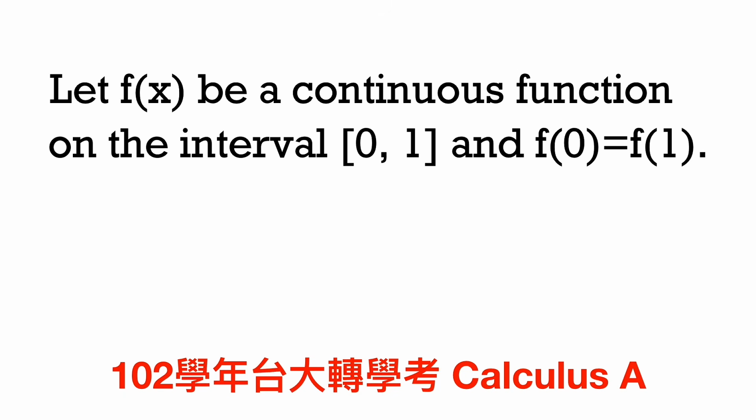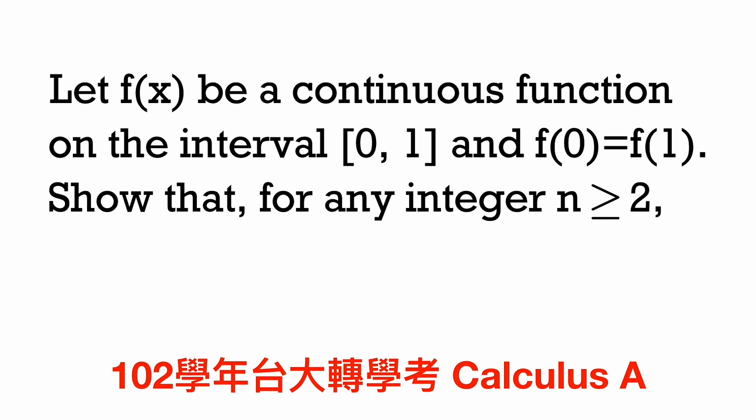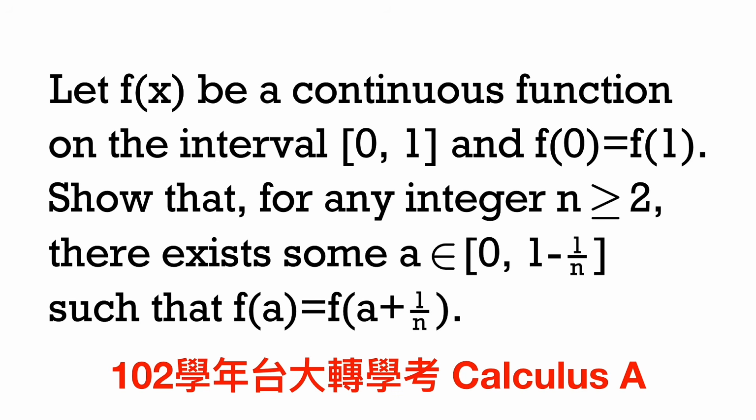Let f(x) be a continuous function on the interval [0, 1], and f(0) is equal to f(1). Show that for any integer n greater than or equal to 2, there exists some a in the interval [0, 1 minus 1/n], such that f(a) is equal to f(a plus 1/n).